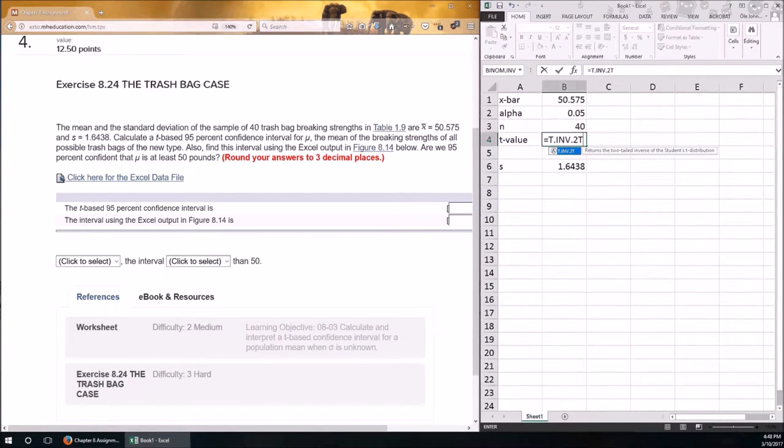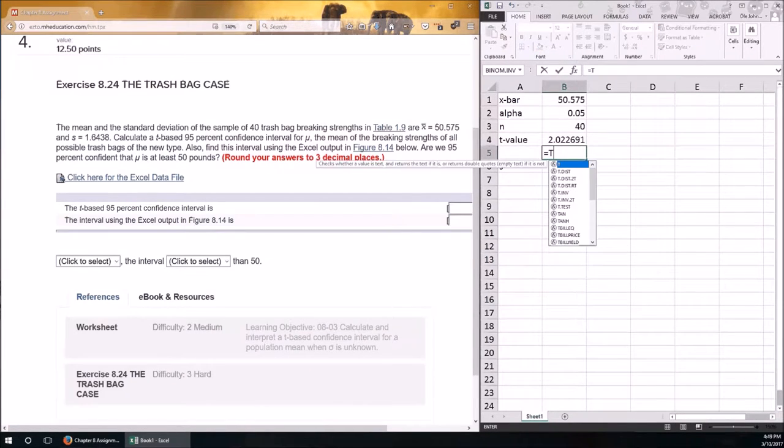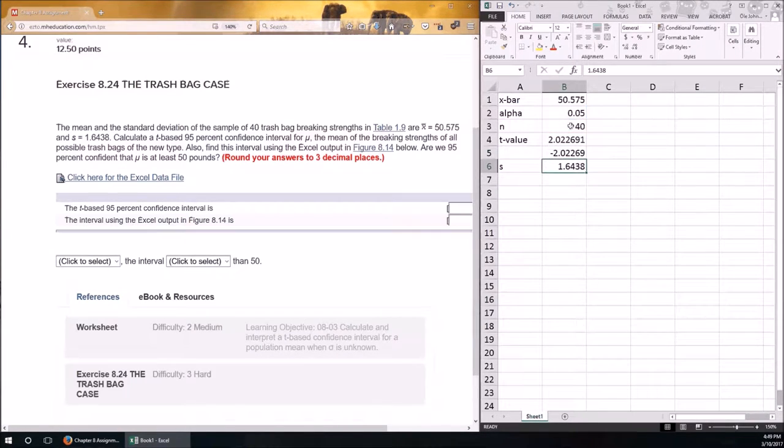And now we have to give it the probability. That probability is alpha. The degrees of freedom for one sample are going to be n minus 1. So there's the t value. Now you may be asking yourself right now, wait a minute, shouldn't that be t sub alpha over 2? And the answer is yes. The over 2 came from choosing t dot inv dot 2t. If your version of Excel does not have the dot 2t version, then the probability is going to be alpha over 2, and the degrees of freedom will be n minus 1. You know you've got the negative sign there, so just put a negative in front of that t dot inv, and the numbers are identical.